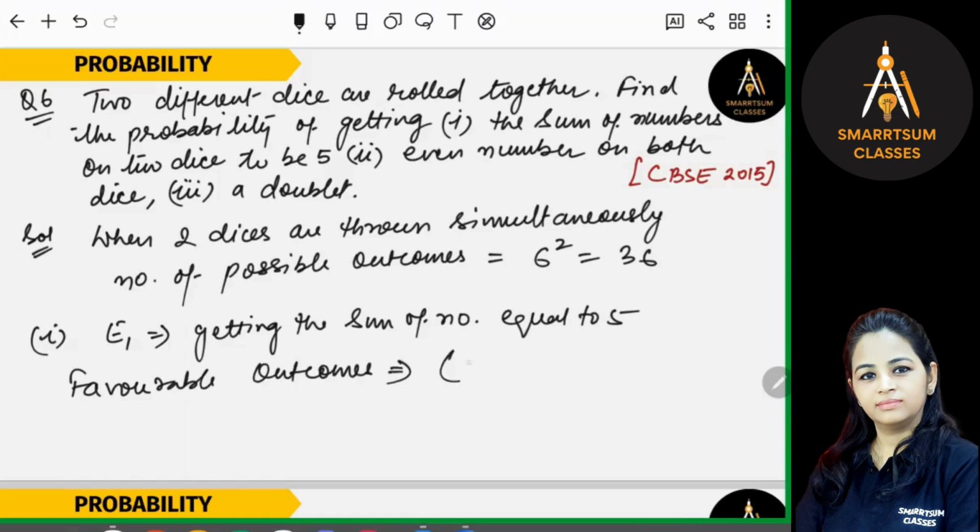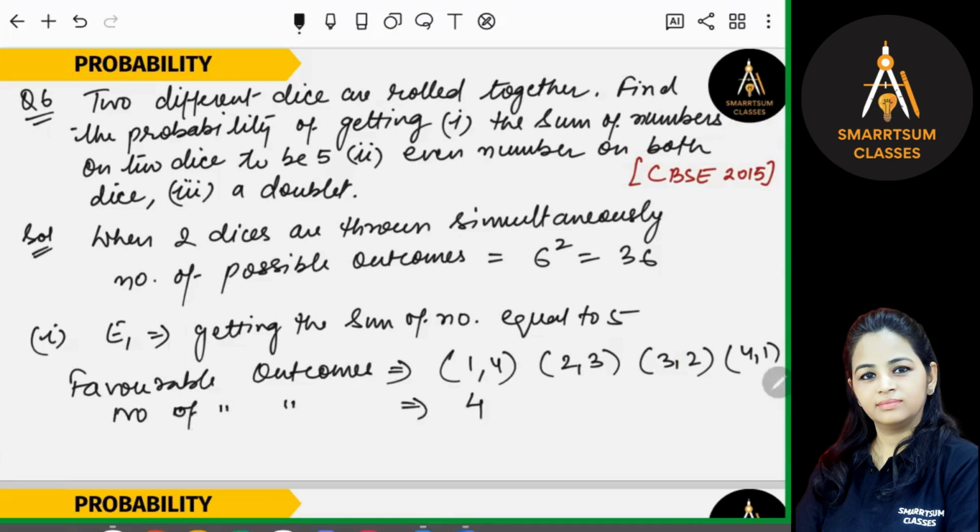So what can be the possible outcomes? 1 comma 4: on one die you are getting 1, and on the other you are getting 4, so this is 5. 2 comma 3, this is 5. 3 comma 2, on the first you are getting 3 and on the other 2, and 4 comma 1. So these can be the favorable outcomes for this event, that the sum of the numbers on the dice is 5. Is that clear to everyone? Now what is the total number of favorable outcomes? The number of favorable outcomes is 4.